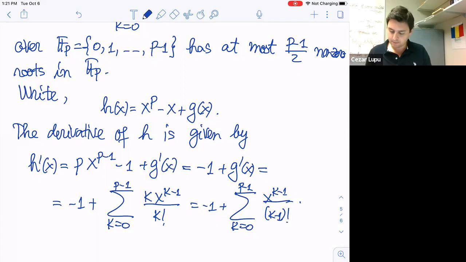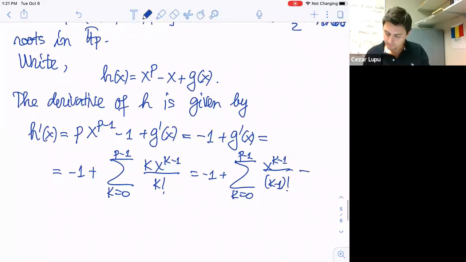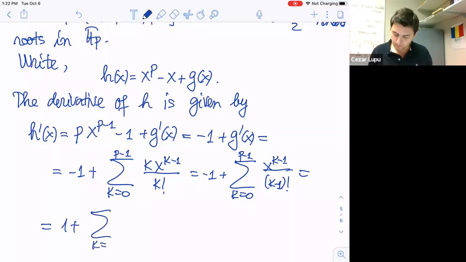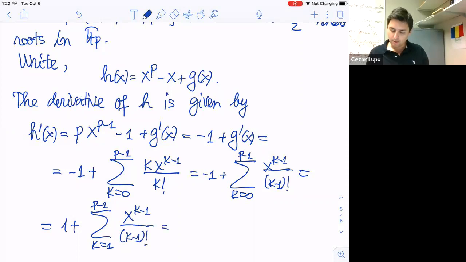And now if we write the first term, if we leave the terms for k equals 0, we're going to make this convention. So we will have that. Okay, so this will be written as the following. So h prime will be 1 plus the sum from k equals 1 to p minus 1 of x to the k minus 1 over k minus 1 factorial. Okay. And this guy, we can also write as x to the power p minus 1. So again, we have used Wilson's theorem. So this will be plus g of x.